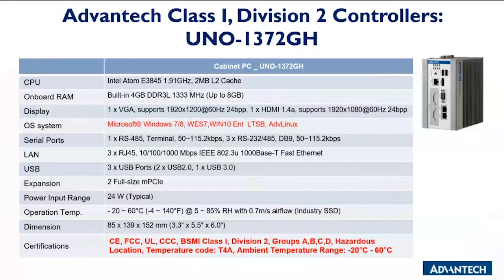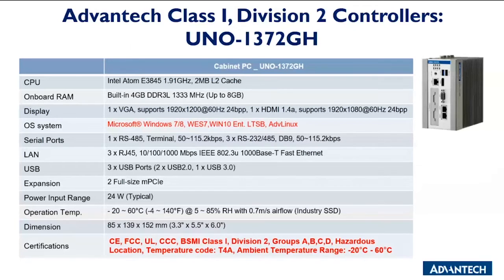Okay, so the next model. The next model product is the Uno 1372GS. I think this product is very familiar to all of you. It looks like one of the, how to say, Dindreo product family. This product is a support item.